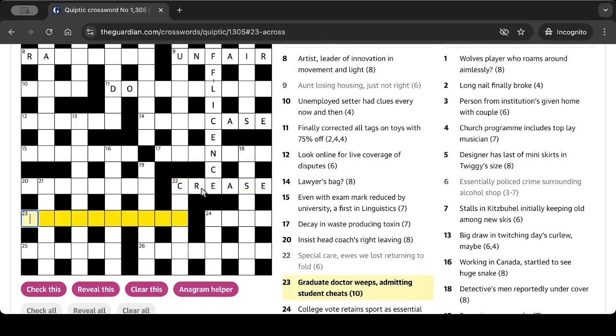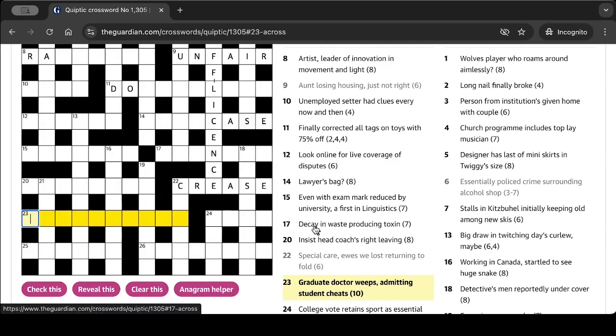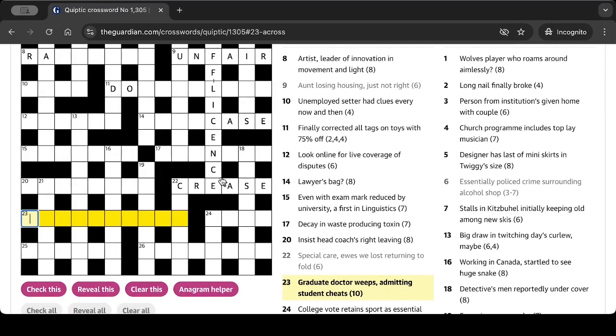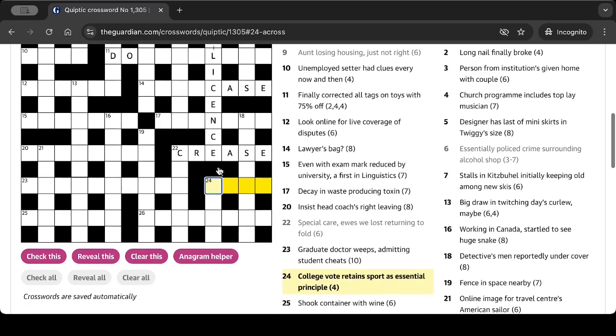Graduate doctor weeps, admitting student cheats. So the straight part could be cheats, or it could be a graduate. Graduate could be something like BA or MBA, or quite a few words like that. Doctor could be DR or MD, so there's a lot of things that could be going on, so I'm going to wait till I've got some more answers.